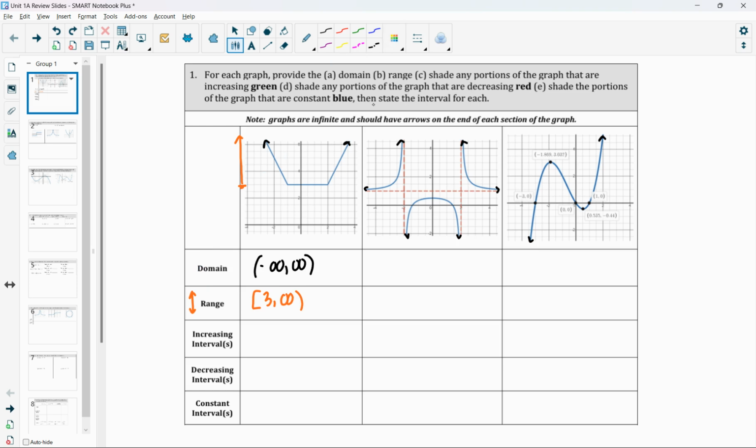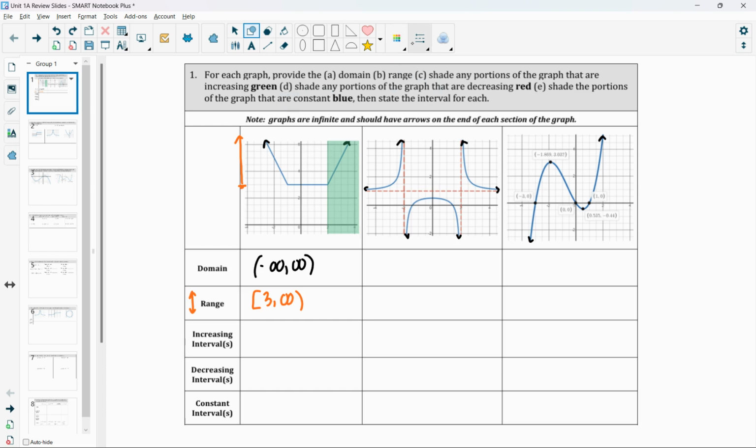Then it wanted us to do increasing intervals as green. And remember, you read a graph from left to right. So this is the part that's increasing. You can shade it on the graph like that, or you can shade the whole thing, which I'll show you here. So this is our part that's increasing.